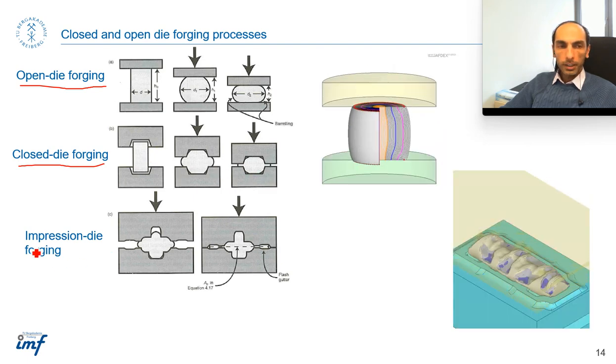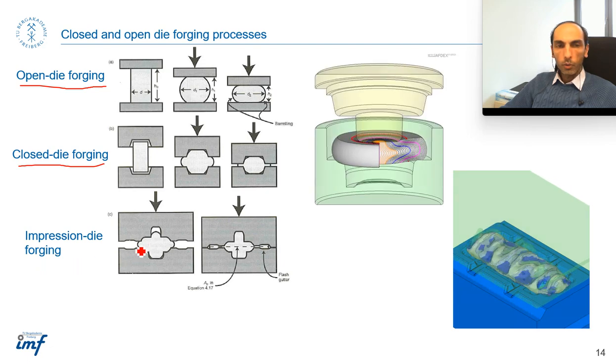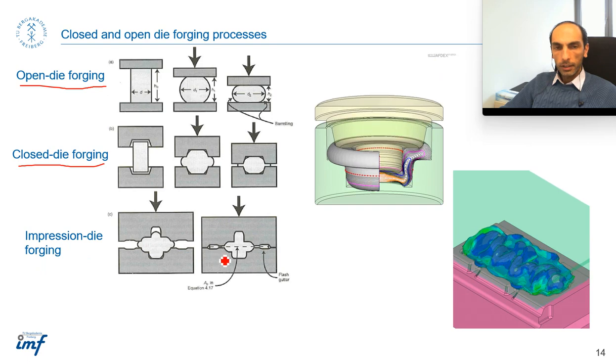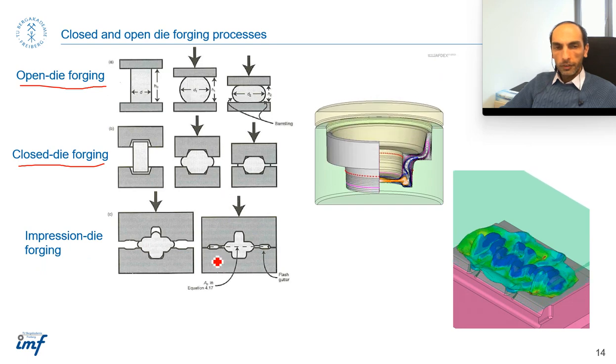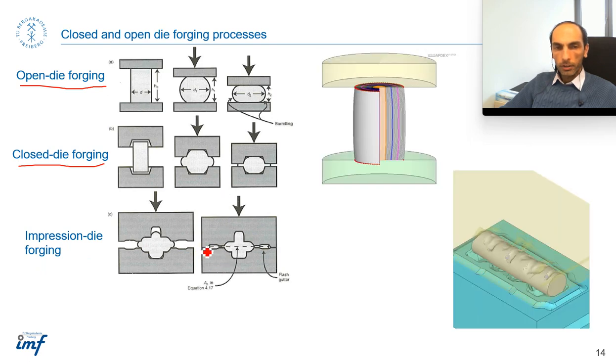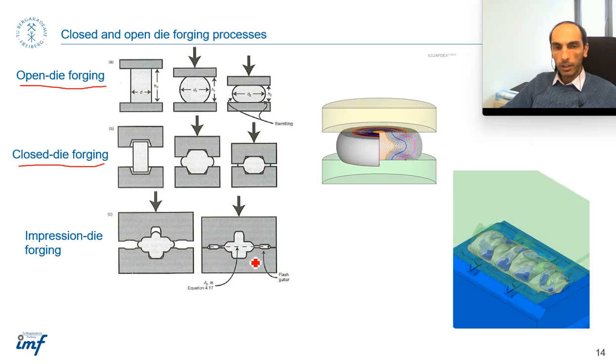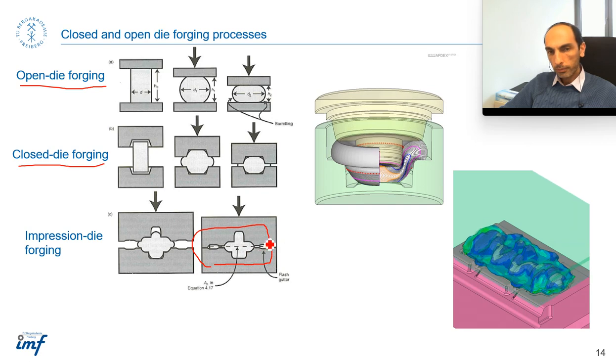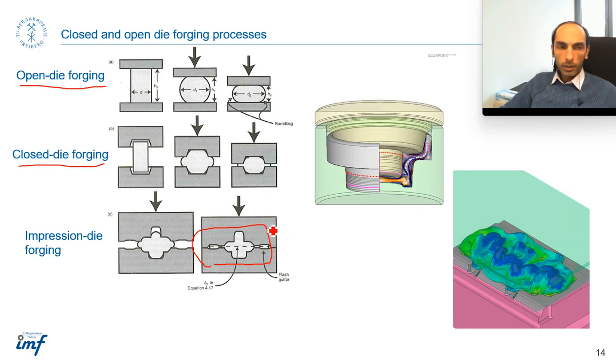And in impression die forging, of course, you will have much more detail in the die. Then you will have the flash part and the flash land and gutter, everything. All the terminology we introduced, you can see here in impression die forging.